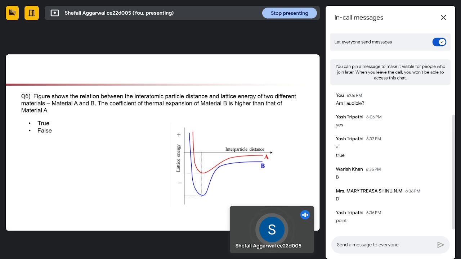So, what we were studying before is that depending on the width of our well, we can tell about the coefficient of thermal expansion. If we look at any point, for example this point and this point, the well width is more in case of A as compared to B. So the coefficient of thermal expansion of material A will be higher than that of material B. So the answer will be false. Okay.